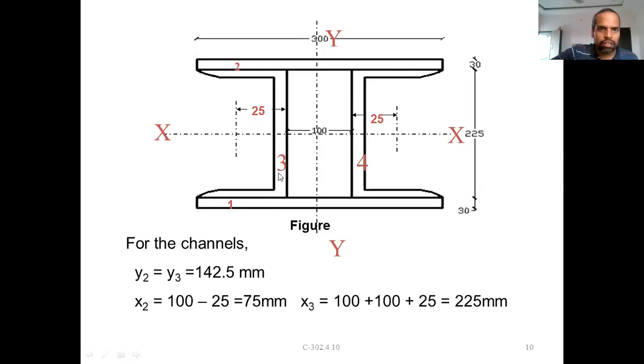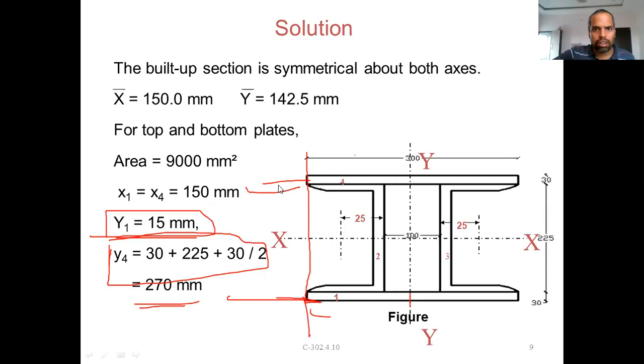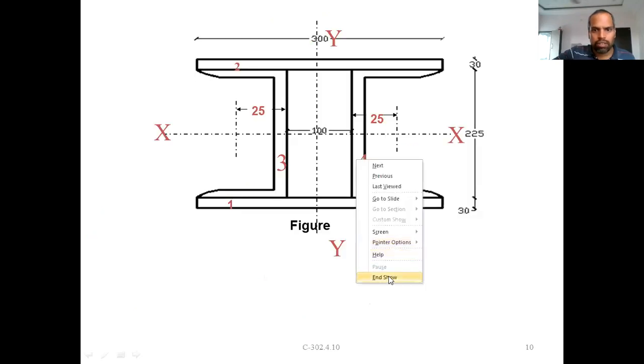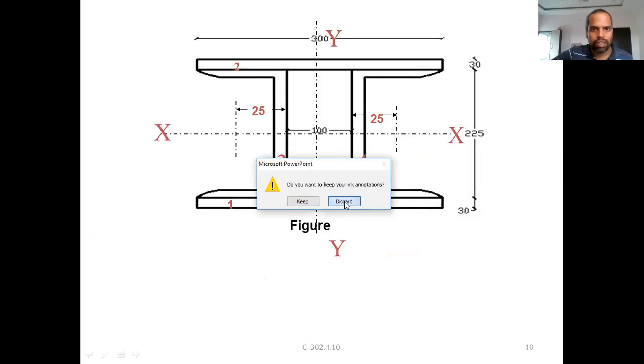So again, this numbering is wrong. Here also the numbering is wrong. Okay, so again, this is 4, this is 2, this is 3.